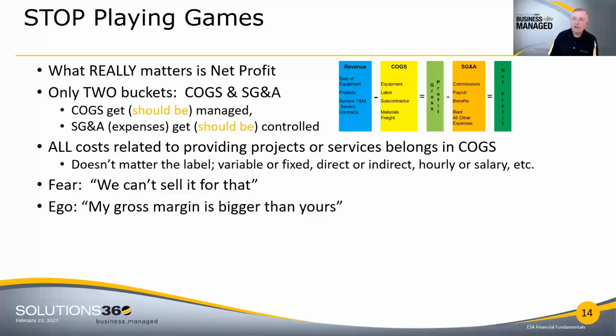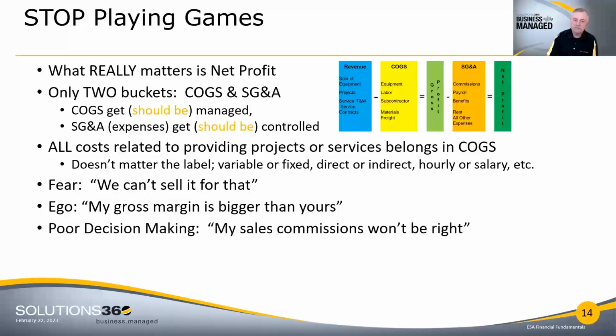Second is, we have this ego. I talked about this earlier. People want to brag about their gross margin. Well, if you've got to brag about something, brag about your net profit. Until then, don't really worry about it. Gross profit is an essential thing to manage, but only if you have all of the costs in it. If you're busy hiding costs so that you can brag, then you're making bad business decisions.